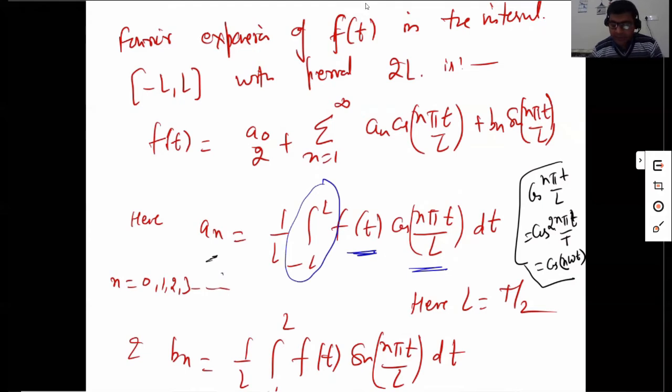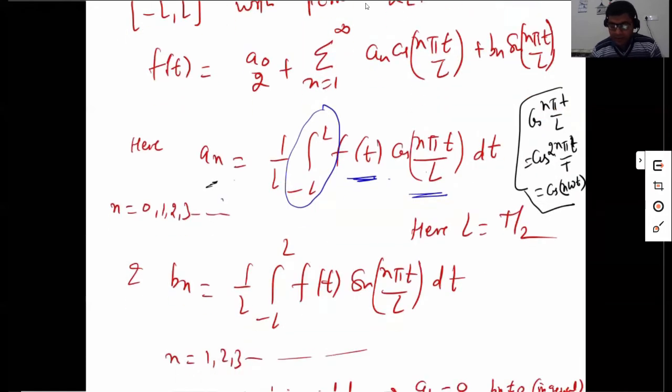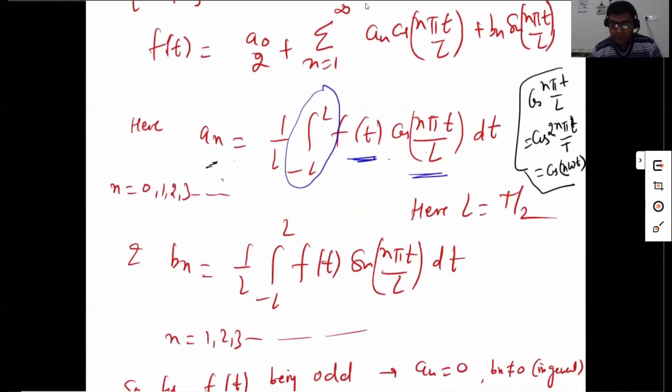Similarly, if f(t) is an even function, the product of two even functions is an even function, so it is going to be non-zero. The case is reversed for bn. If f(t) is an odd function, the product of two odd functions, because sine is an odd function, is an even function, so bn will be non-zero in that case. But if f(t) is an even function, then bn will be 0.